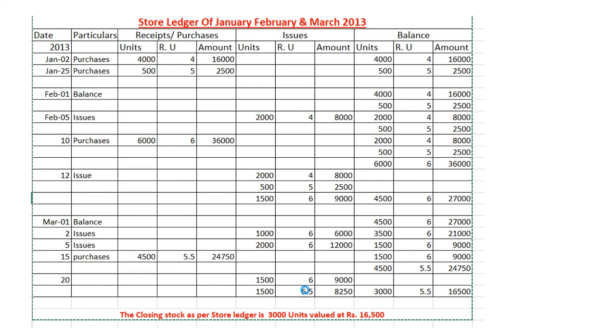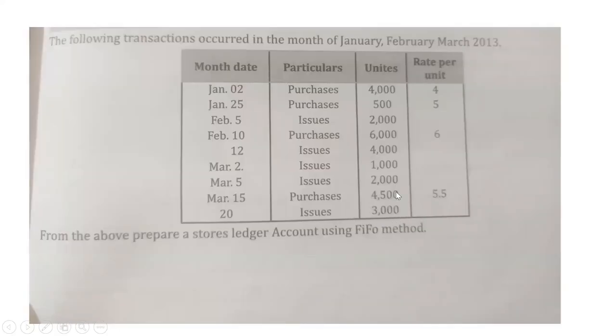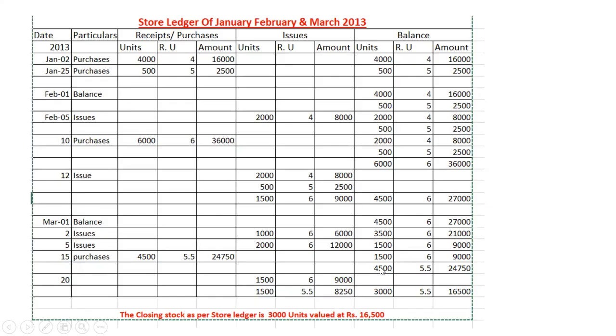Now on the last, 20th, there is an issue of 3,000 units. So this is 1,500 units and 4,500 units. So we have to issue 3,000. As it is first in, first out, this one is the first slot. So issue that first. How much is left? Again, 1,500 we have to issue. From this slot, we can issue this. So rates will be separate. This 1,500 minus 1,500, 0. This one, 4,500 minus 1,500, 3,000 is left. Balance is 3,000. Rates are these.